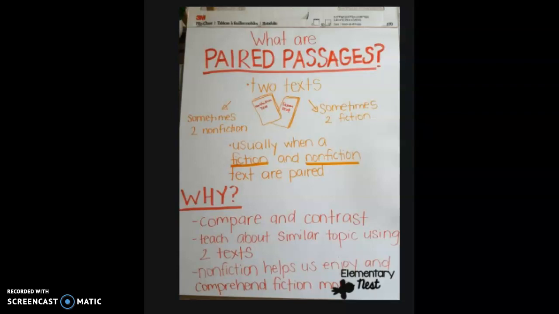We are now going to watch a short video, just about a minute and a half or so, to give us just a little bit more insight into paired text. Once we complete that, you are going to record the anchor charts in your reading journal. And then we are going to practice comparing and contrasting, in essence, pictures.